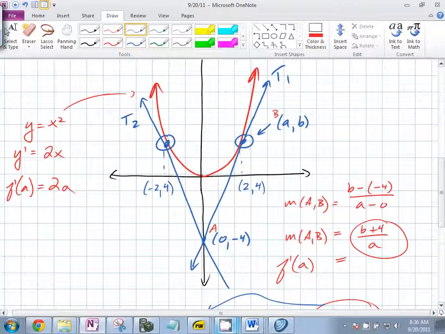Write 2 different equations for the slope. One using the derivative, one using slope between 2 points. Yeah, absolutely.